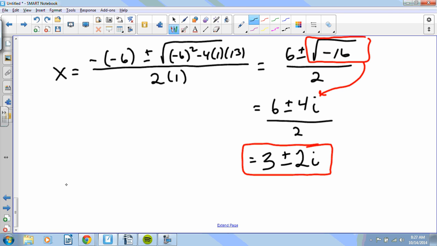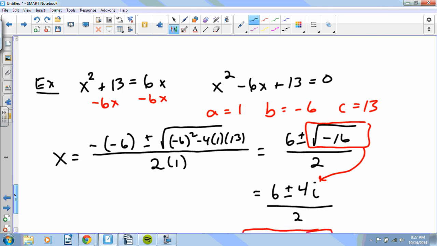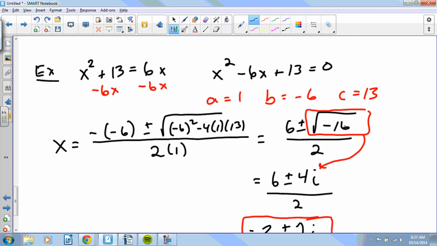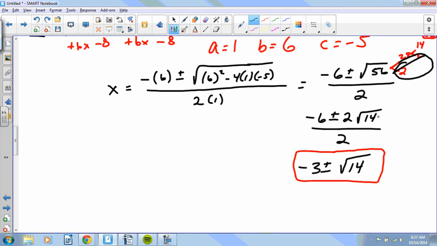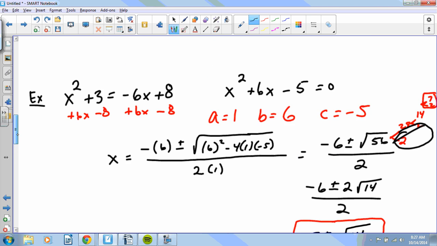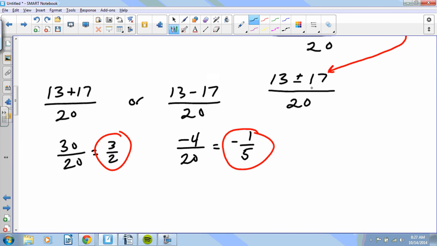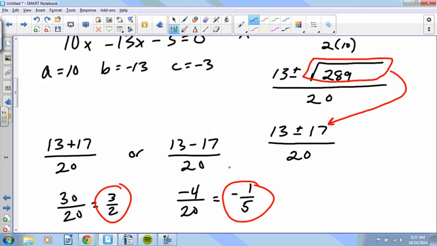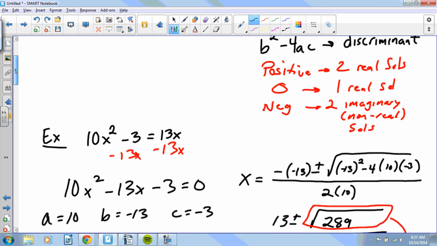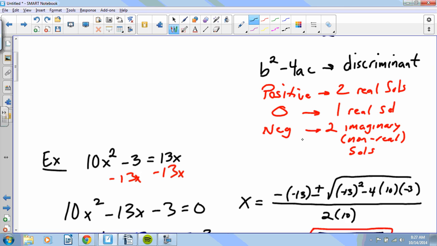The discriminant, again, can tell us a lot of information. If I notice here, I have a negative discriminant, so I have 2 imaginary or non-real solutions. Okay, up here I had a positive discriminant, so I have 2 solutions. Same thing up here. Positive discriminant, it was, I'm sorry, 289. That gave me 2 solutions. So just looking at the discriminant can tell you really quick what type of solutions you're going to have and how many there are. And it just allows us to kind of move quickly through the solution process.